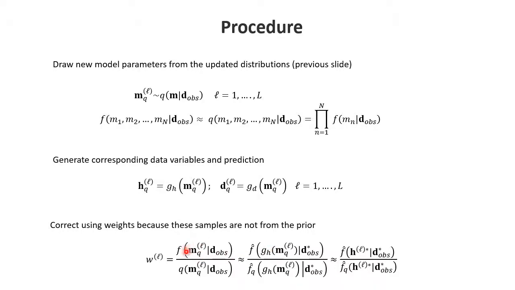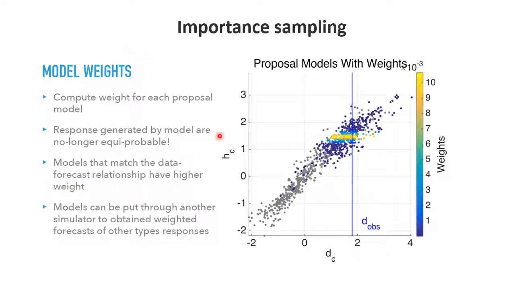Instead, we're going to take the samples generated from our previous distribution, calculate basically the direct forecasting step on those samples with our proposal distribution, and then weigh them accordingly. And that is what is shown here.